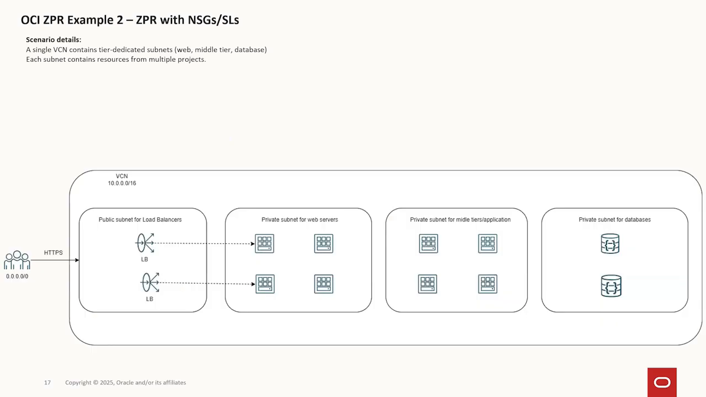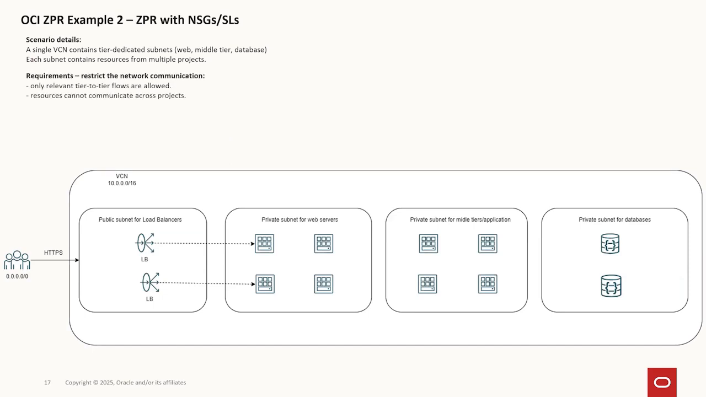Let's talk about example two. Now with example two, let's do something different, right? We have a single virtual cloud network. We have multiple subnets inside the virtual cloud network, and those subnets are, let's say, split by tiers, right? We have a load balancer tier, web server tier, middle tier, and database.